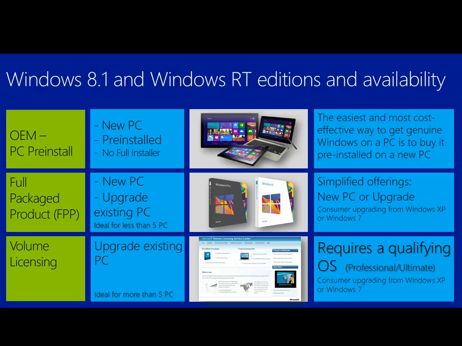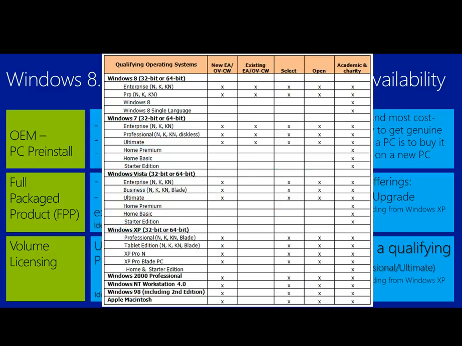Next, volume requires qualifying operating systems. So these are the qualifying operating systems. It needs to have an Ultimate Edition or Professional Edition before you can upgrade using volume. For example, if you have a Windows XP Home, a Windows Vista Home Edition, or Windows 7 Home, I cannot upgrade using volume.